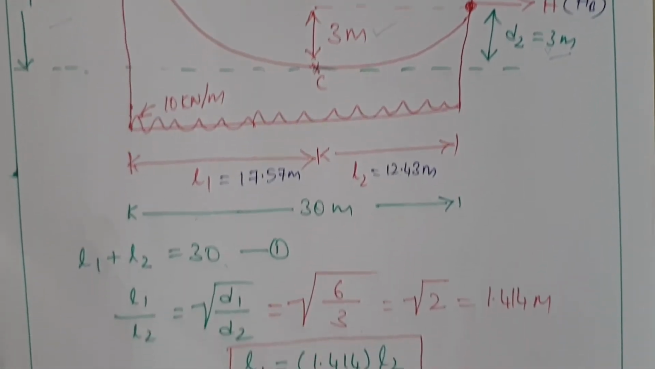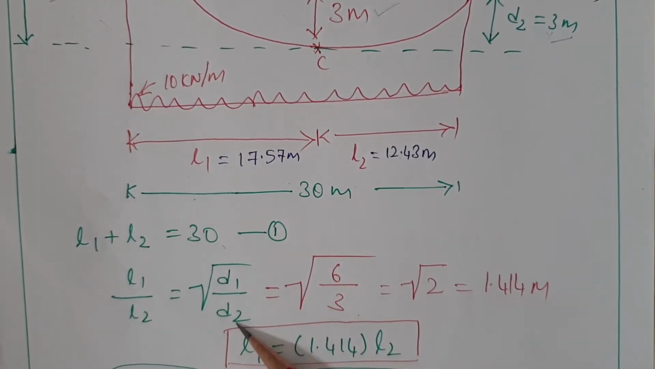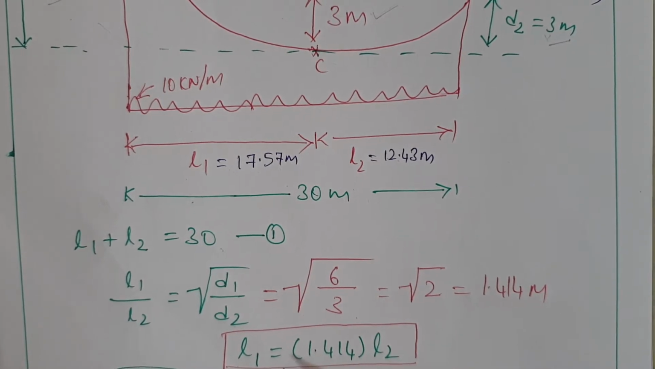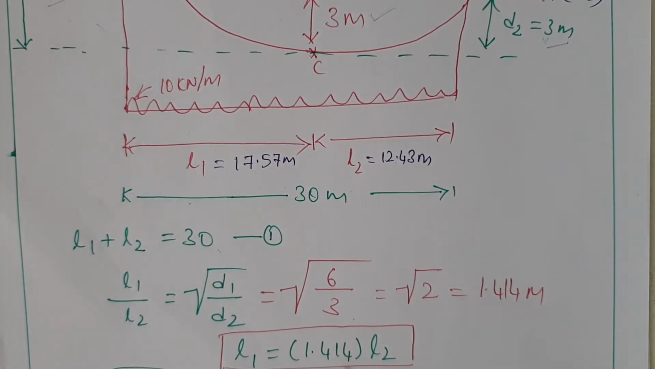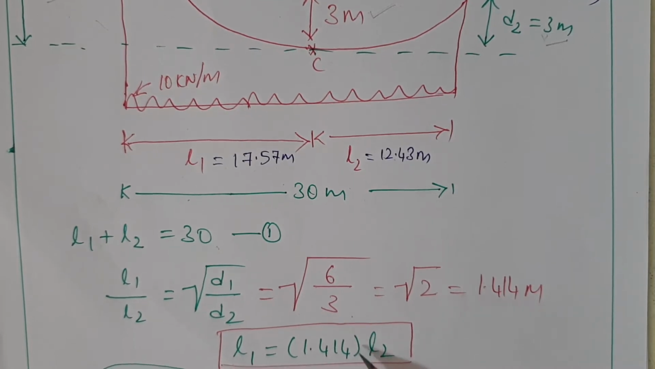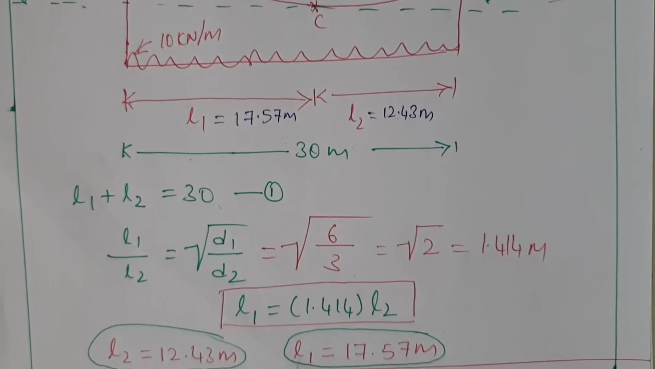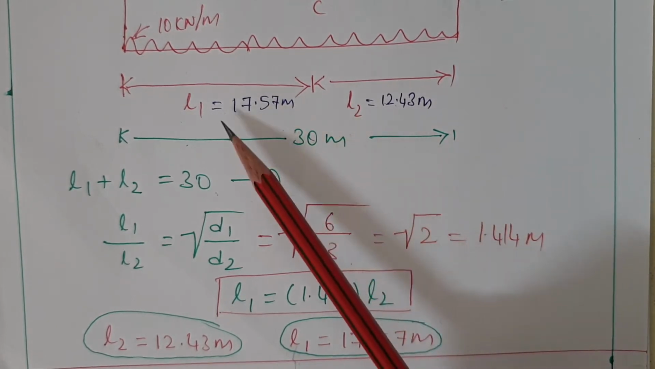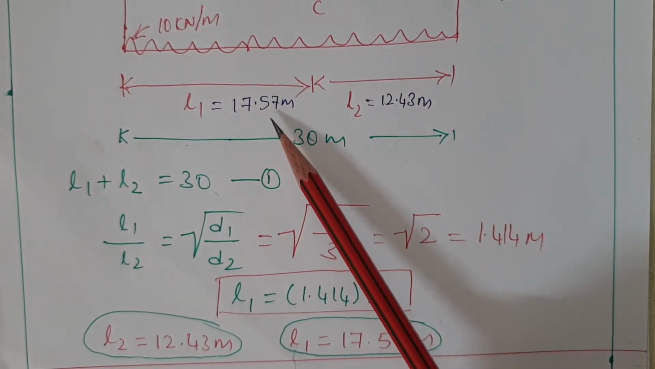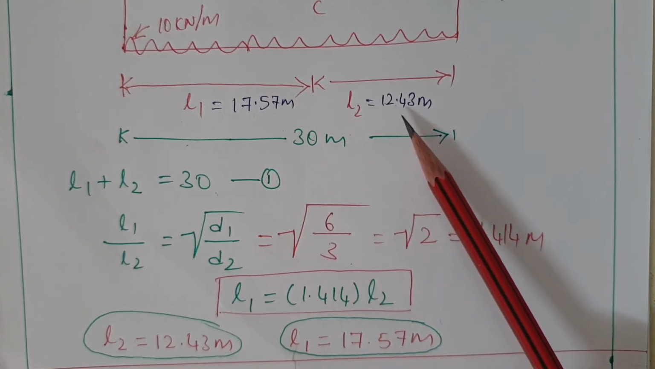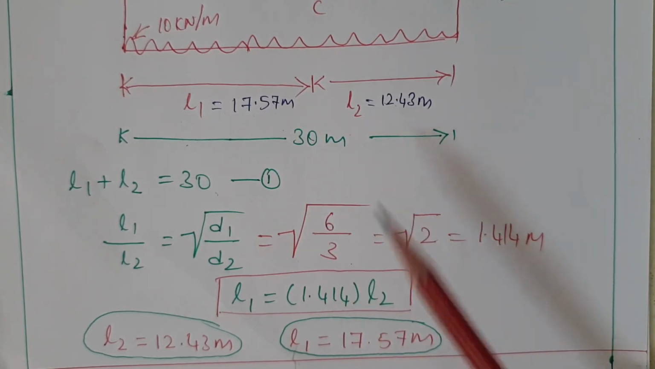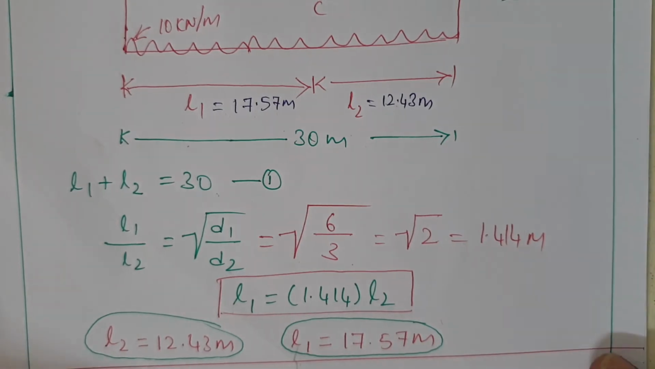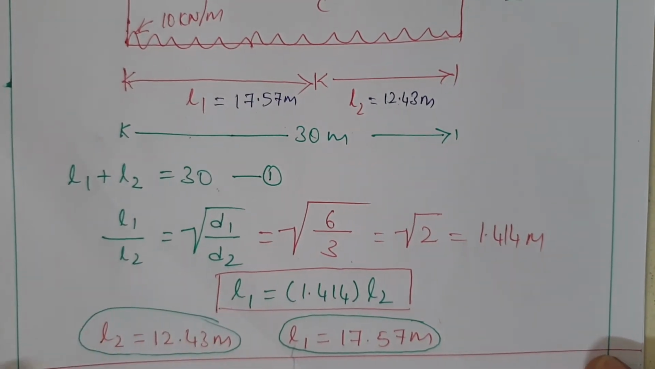By substituting the values of D1 and D2, we get L1 equal to 1.414 times L2. Then substituting this in equation 1, I found L1 and L2: L1 is 17.57 meter and L2 is 12.43 meter. The remaining procedure remains the same, that is finding the reactions.